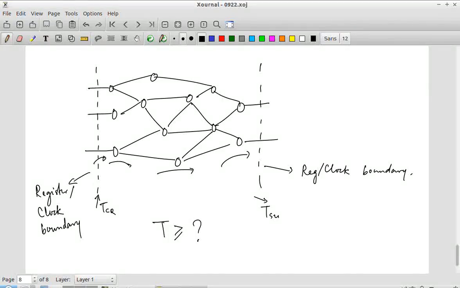I want to write T greater than or equal to something. What is that value? Somebody has given the answer 5. How do you get that? It's not from TCQ. TCQ and T-setup have not even been given. I'm telling you that TCQ and T-setup are 0. So assume that TCQ and T-setup are 0 for now, and 1 nanosecond for every one of the combinational blocks. How do I find the delay?